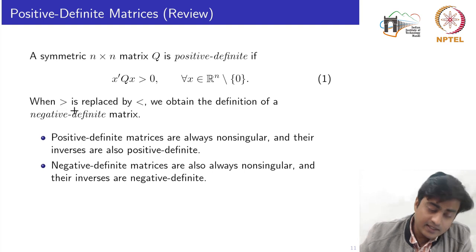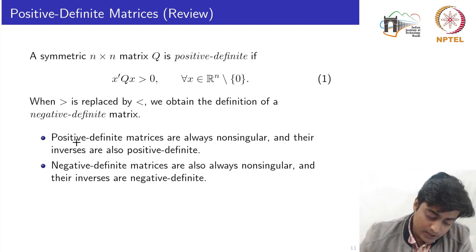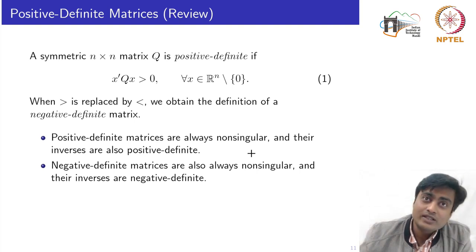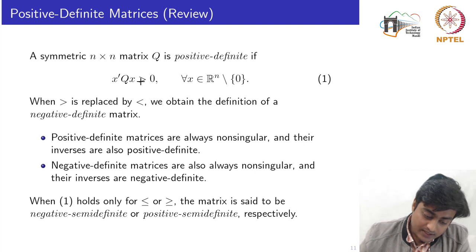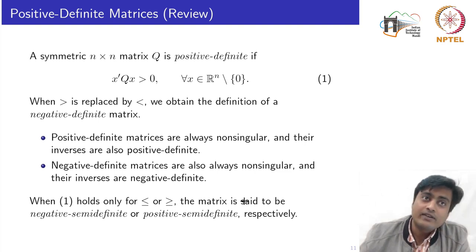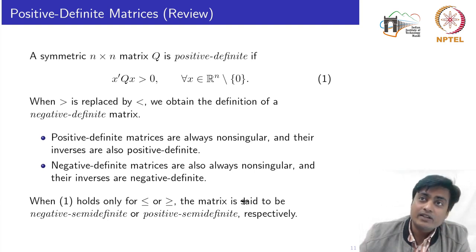So when this greater than sign is replaced by less than sign, we obtain the definition of a negative definite matrix. Both these positive definite matrices and the negative definite matrices are always non-singular matrices, and their inverses are also positive definite and negative definite respectively. Now when this greater than sign changes to either greater than or equal to or less than or equal to, then those matrices are defined as the positive semi-definite or the negative semi-definite. Okay?